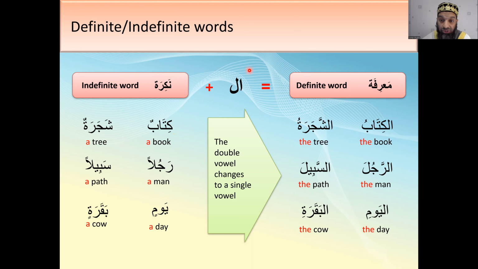So shajaratun means a tree. Add the al onto it, it becomes ash-shajaratu, the tree. It's the because of the al. Al means the, basically. And without the al, it means a. So shajaratun is a tree. Ash-shajaratu means the tree. Happy with that? Look, the ending has become single because the al has attached on. So al has changed the ending and made it single. Happy so far?